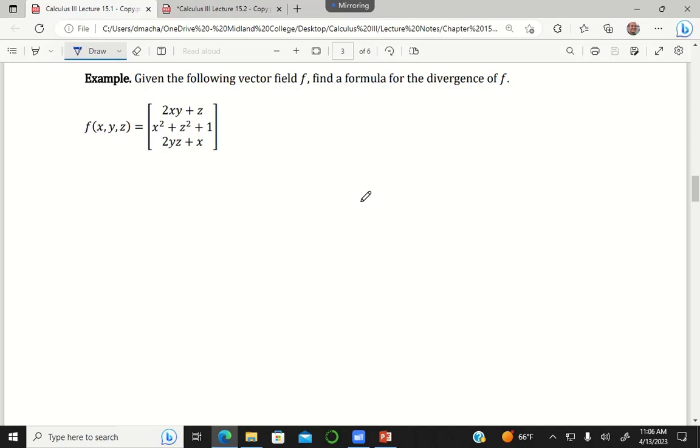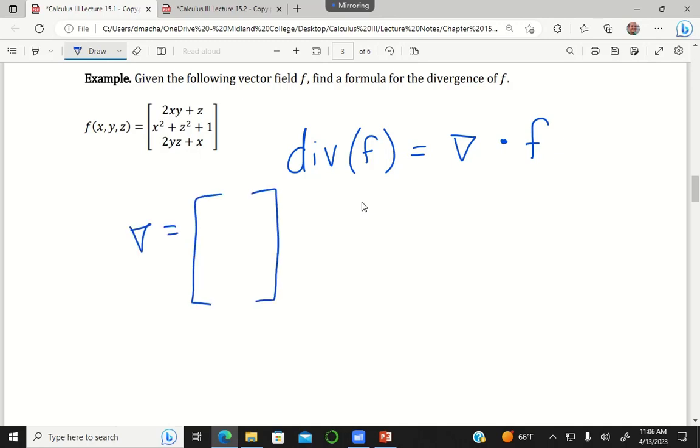Cool. So it says, given the following vector field, find a formula for the divergence of f. And so remember, divergence is a scalar that we can calculate for a vector field where the divergence of f is going to be the nabla operator dot product f. So our little nabla is the 3D vector.